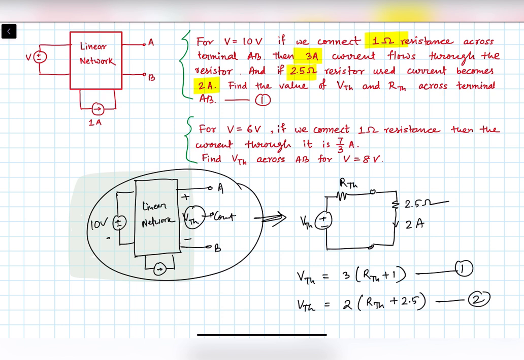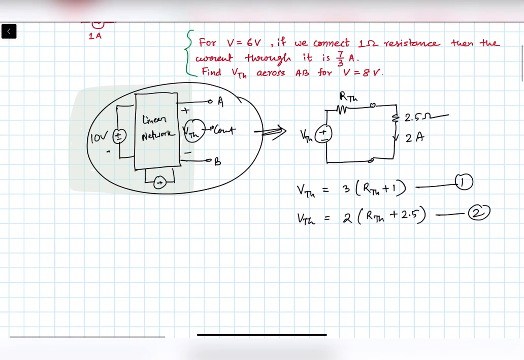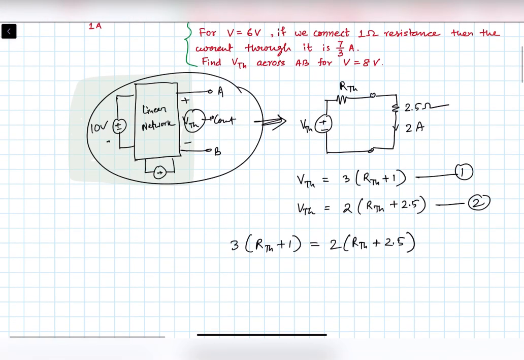Now if we solve this, we'll get 3 into RTH plus 1 is equal to 2 into RTH plus 2.5, because we have to find the RTH of the linear network. So let's solve this. That will give 3 RTH minus 2 RTH is 2.5 minus 1, that will be 1.5, so RTH is equal to 2. I hope this is clear.